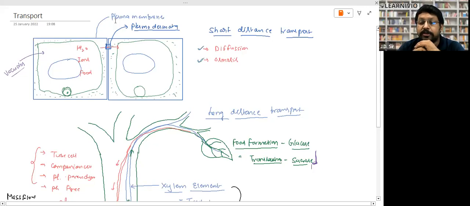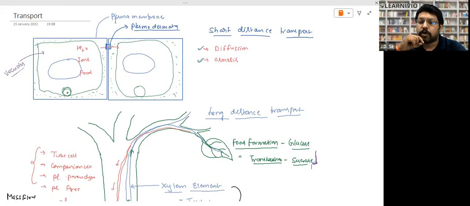Cases, the short distance transport is required. Short distance transport means transport of certain substance from one cell to another cell or from one tissue to another tissue. It's for a very small distance.